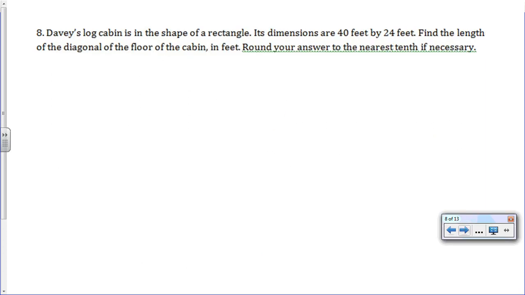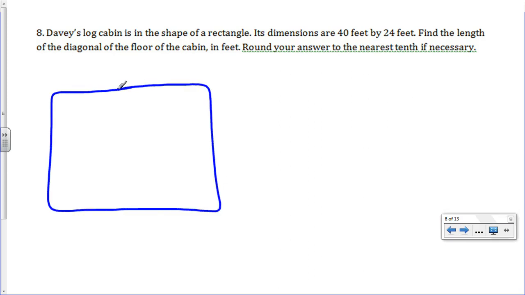All right, number 8. Davy's log cabin is in the shape of a rectangle. Its dimensions are 40 feet by 24 feet. Find the length of the diagonal of the floor of the cabin in feet. We're going to the nearest tenth. Okay, here's one like those word problems that we did in class, where you're not told, here's a leg, find the hypotenuse, or vice versa. So, in the shape of a rectangle, so here's my rectangle, its dimensions are 40 by 24 feet, and we want to find the length of the diagonal.